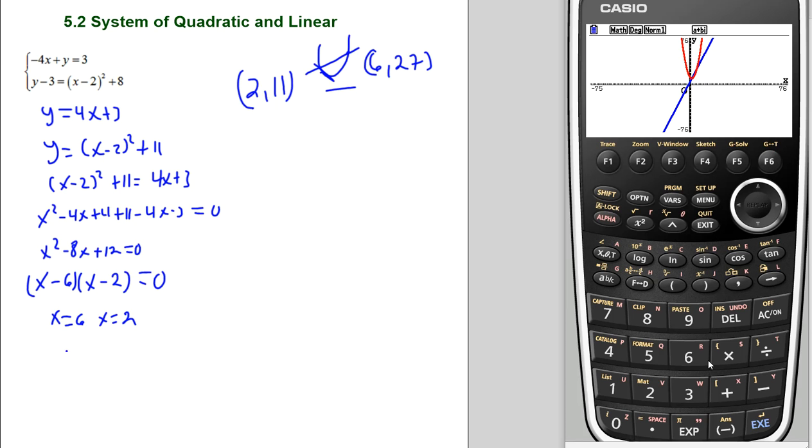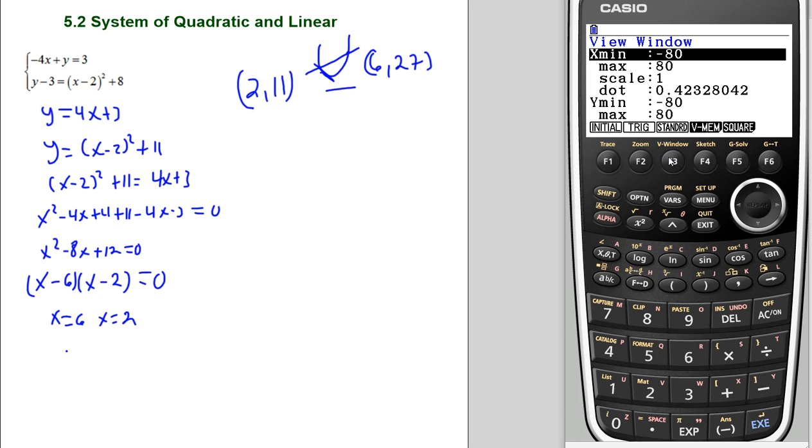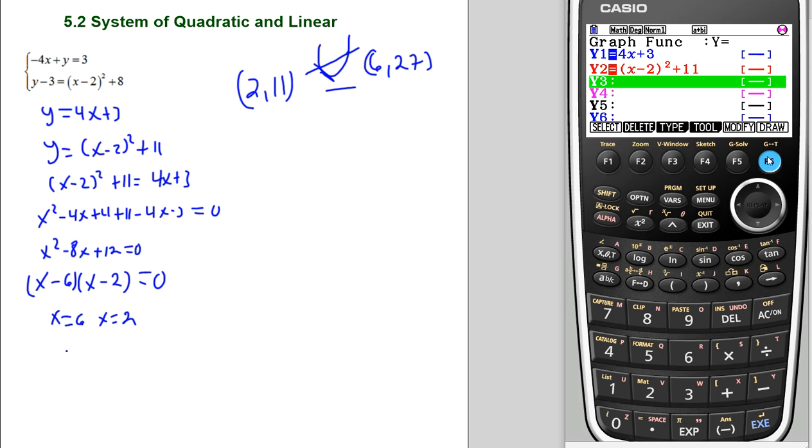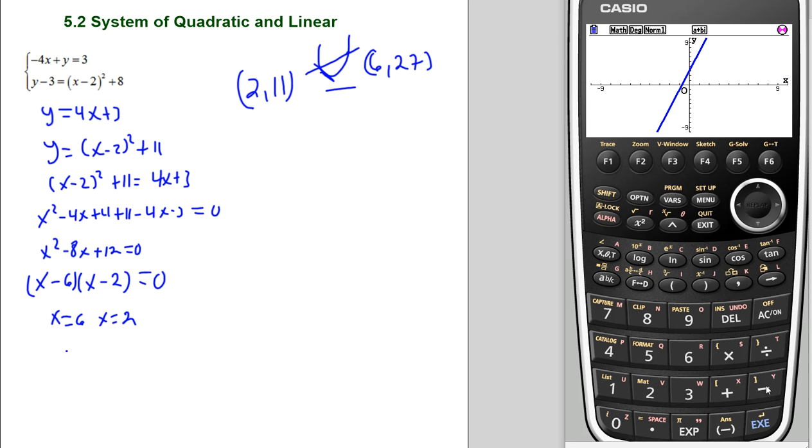And when you initially have it, remember your V-window could be standard, and you're not going to quite see it, so you can just kind of zoom out. And once you zoom out, you see where it crosses the parabola twice. You just want to G-solve it. G-solve it, and we're going to look for our intersections. And it's going to give you one at a time. 2, 11, and 6, 27.